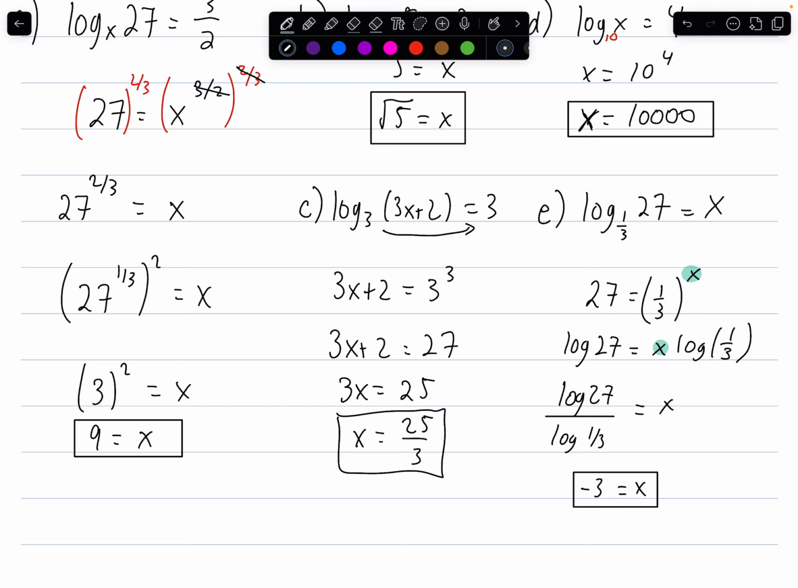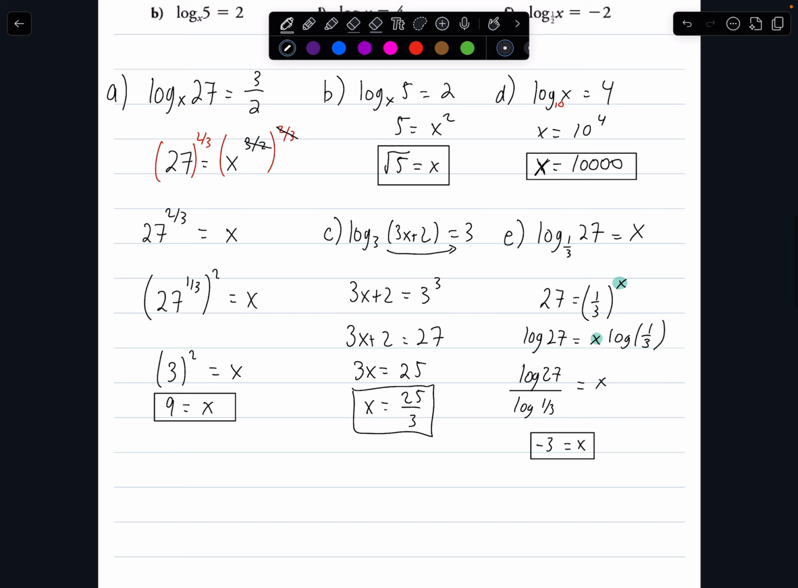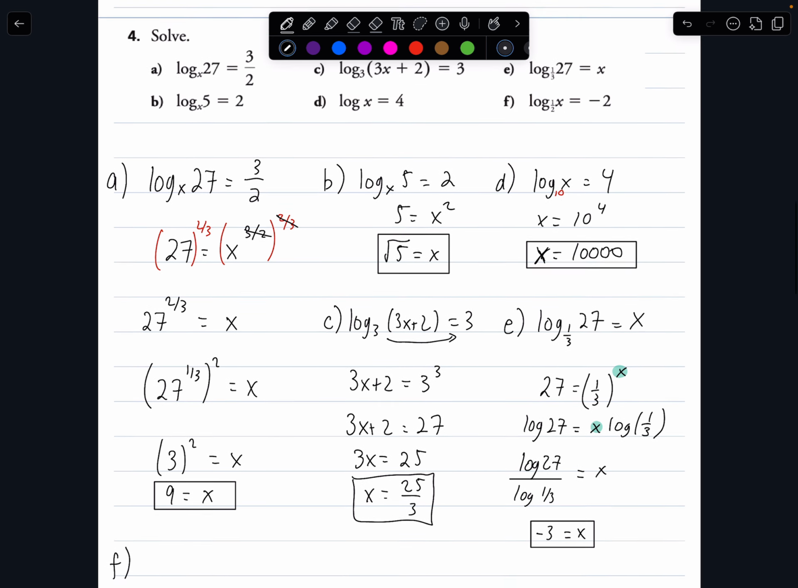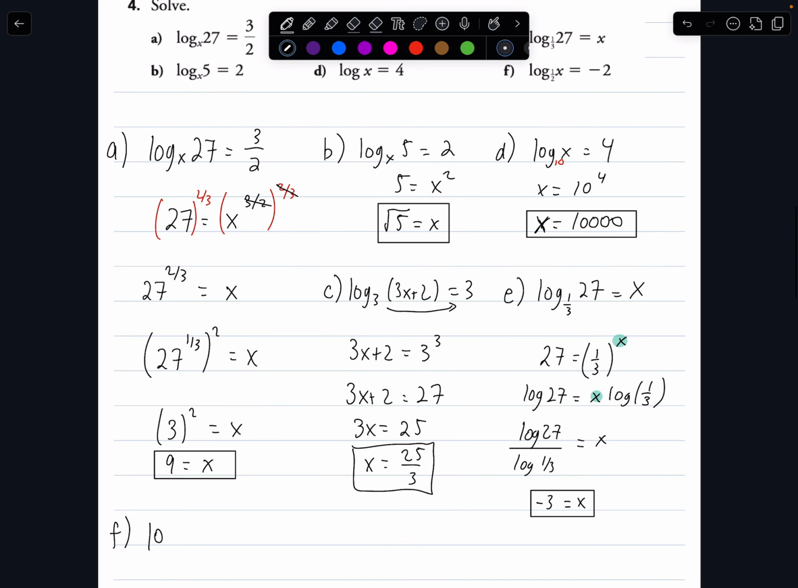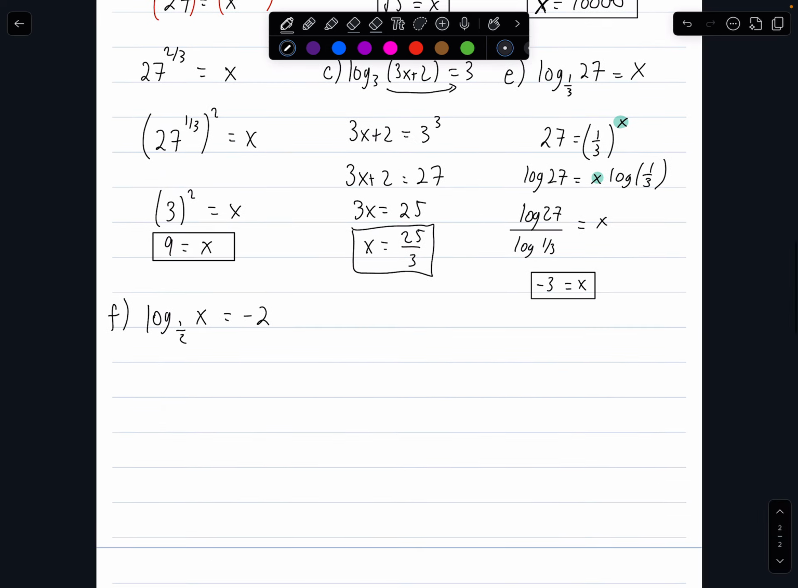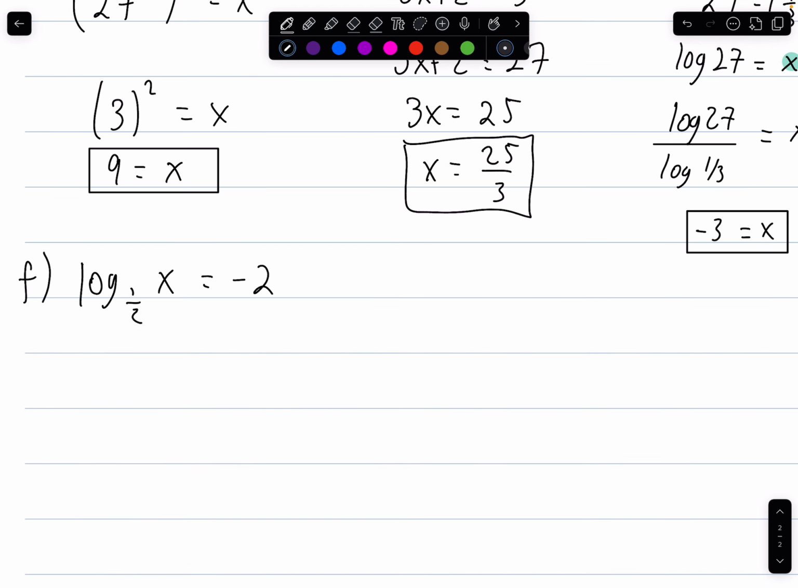Okay, and let's go to the last question, which is question F. You have log base 1 over 2 of x is equal to negative 2. So here, same kind of question. You have x is equal to 1 over 2 to the power of negative 2.